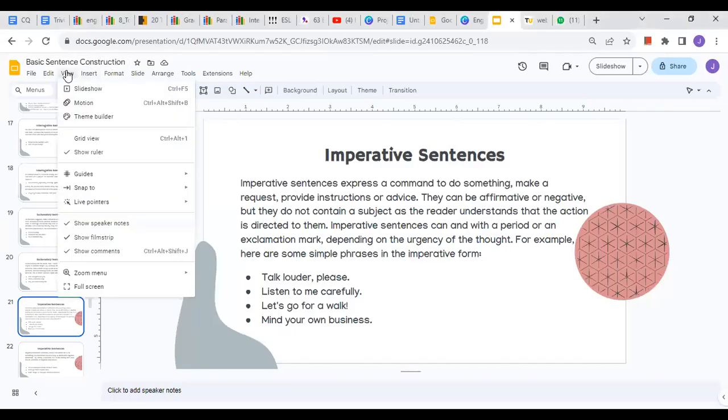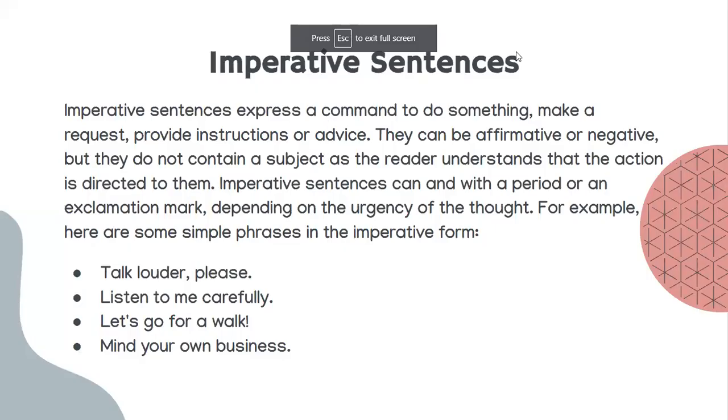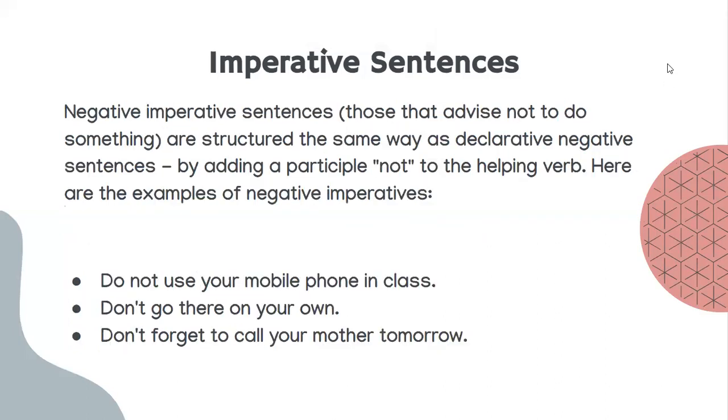All right. So we're talking about imperative sentences. Here we took the affirmative examples. When we have our negative imperative sentences, again, you need to have your particle not with the helping verb.